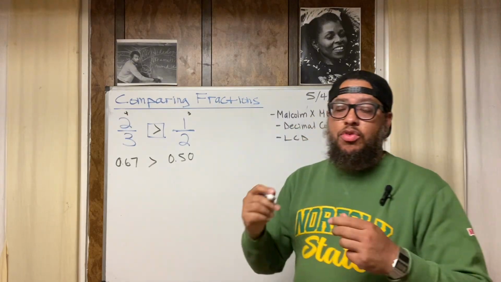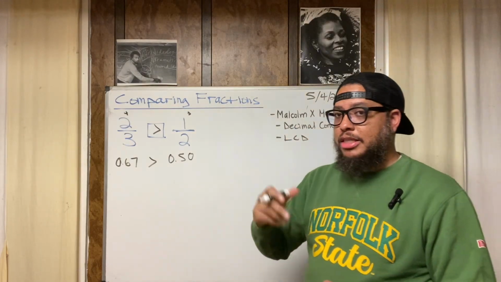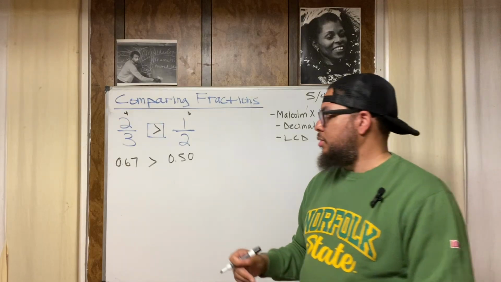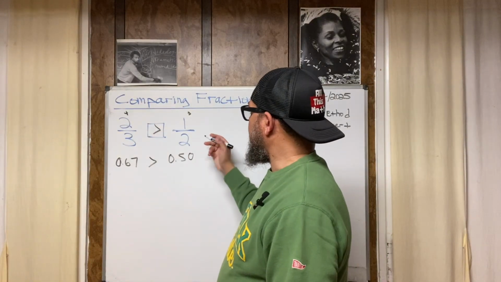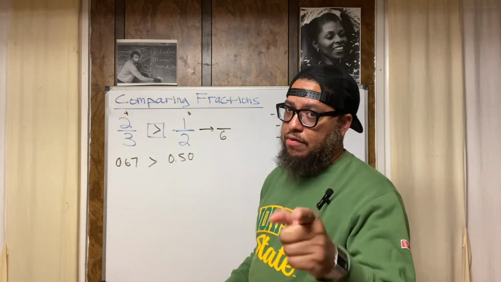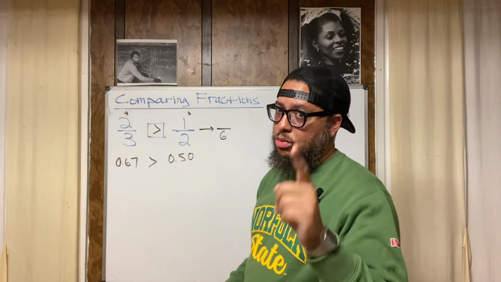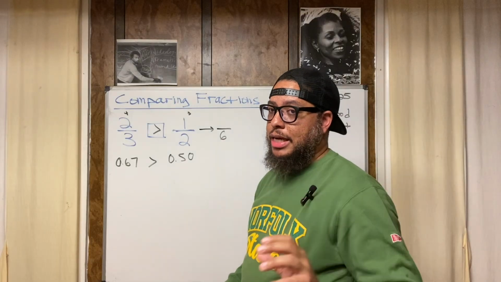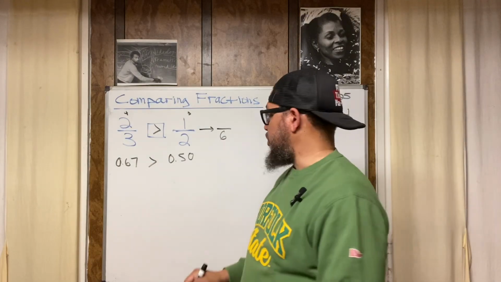So what we're going to do is create equivalent fractions, except these fractions are going to have a denominator of 6. So this 2/3 is going to become a new fraction with the same value, but different numbers. That's what makes it equivalent.